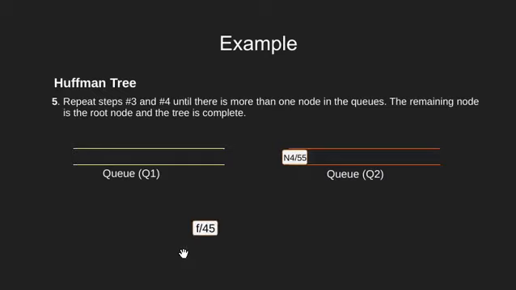We dequeue both the nodes. Form a new node N5 with F to its left and node N4 to its right. Enqueue this back to the second queue, Q2. Now we have only a single node left, and so we can stop this algorithm. This remaining node is the root node of our Huffman tree.